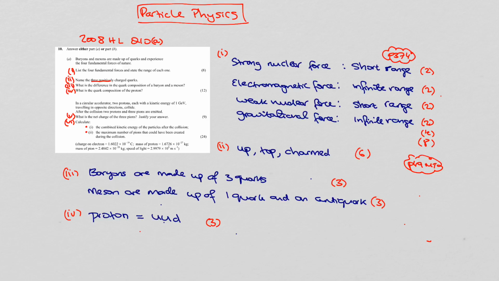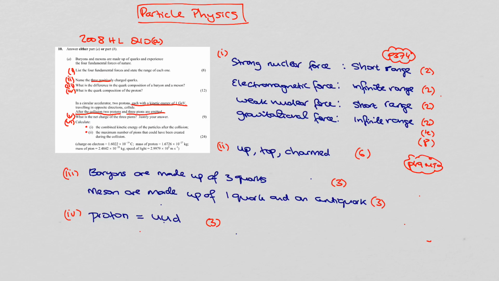So we have a circular particle accelerator, and we have 2 protons injected into the accelerator, and they're each given a kinetic energy of 1 giga electron volts, and they travel in opposite directions and then they collide. We're told after the collision, 2 protons and 3 pions are emitted. A bit like the question in 2011, where we only had 2 pions produced; this time we have 3 pions. Depending on the speed of the colliding protons, that's going to determine what happens after the collision.